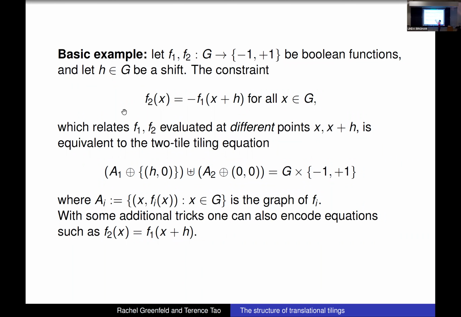If I ask that the shift of A1 union A2 without the shift, if one tile, if the graph of one function, the disjoint union, the graph of another function is equal to G cross -1, 1, that's equivalent to saying that one of the functions is negative the shift of the other function, if you think about it. So you can start letting the functions talk to their neighbors, but you need the second tile. And we haven't figured out how to remove that second tile.